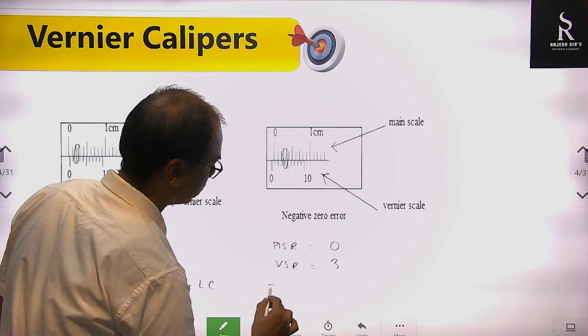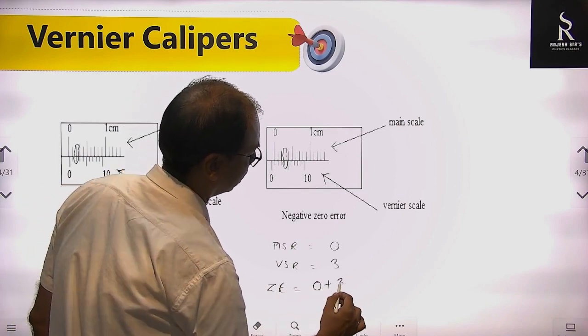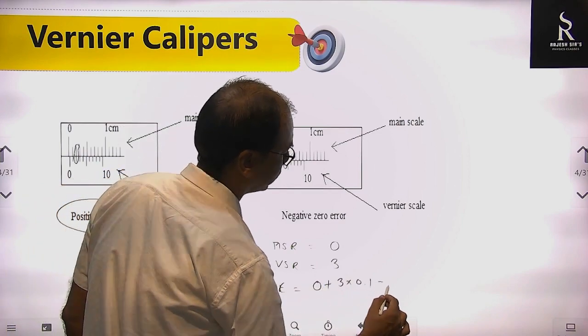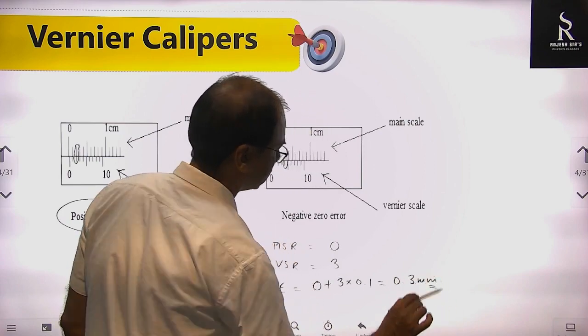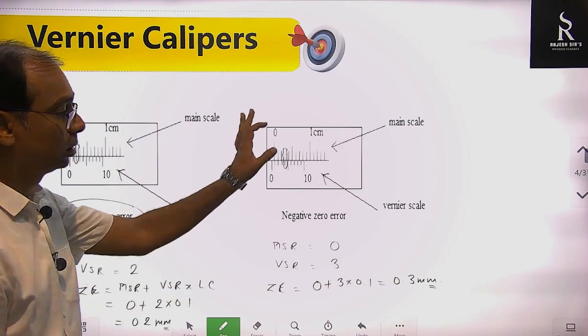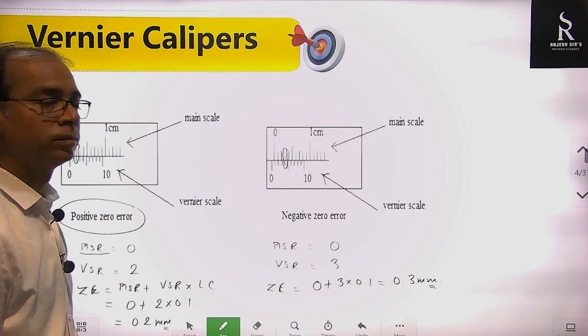Again, what is the zero error? Same way. Main scale reading, which is 0. Vernier scale reading into least count. No difference in the calculation of zero error. But remember, this is negative, this is positive. Now, how to find the final answer? Final reading.